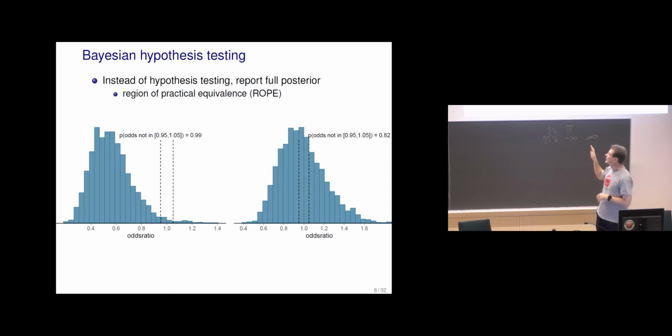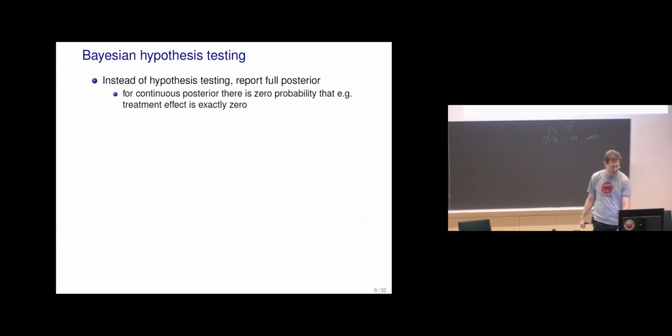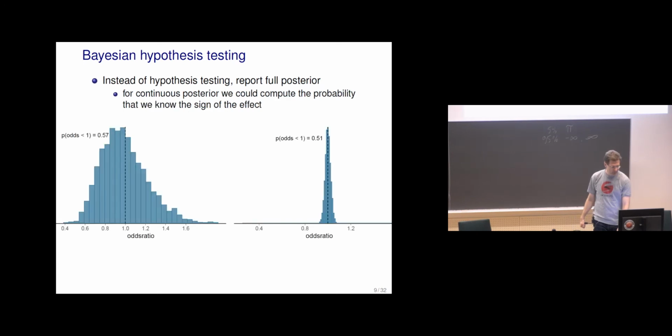You can now see that even with this relatively narrow region, the probability does change, that we are not that certain that it would not be in that interval. And we can also do this combination, the region of practical equivalence combined with the posterior interval.